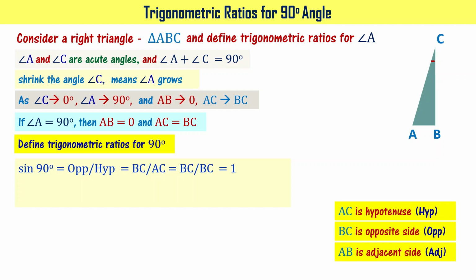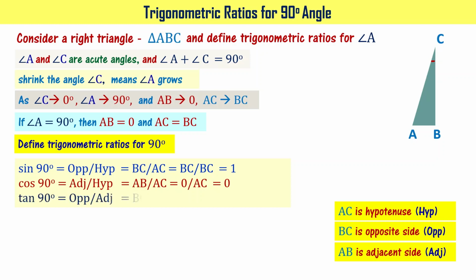With that in mind, let's now define trigonometric ratios for 90 degrees angle. Sin 90 degrees is BC by AC. Since we said that AC equals BC, it becomes BC by BC, that is equal to 1. Cos 90 degrees is AB by AC, that is equal to 0 by AC, that is equal to 0. And tan 90 degrees is sin 90 degrees by cos 90 degrees, that is not defined. Please take a note of this.